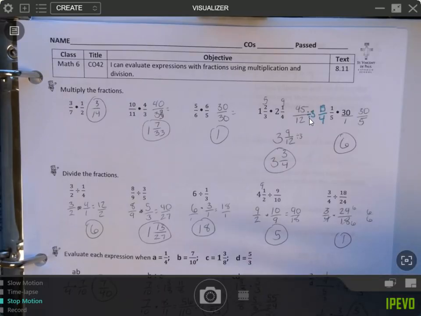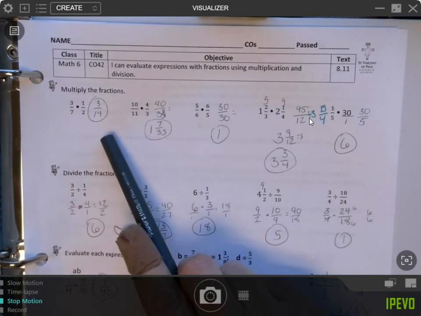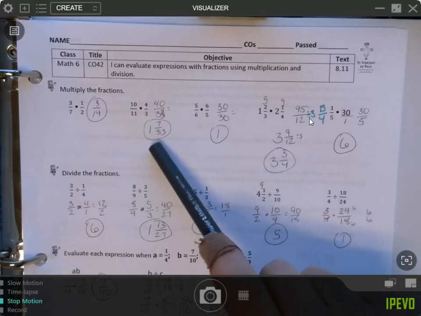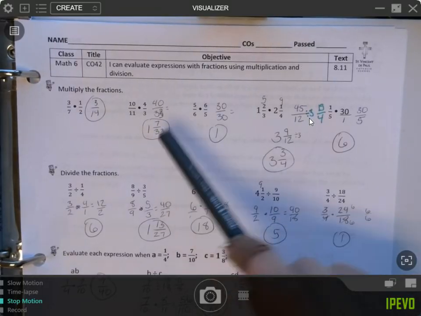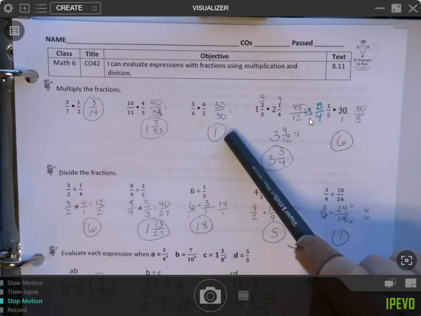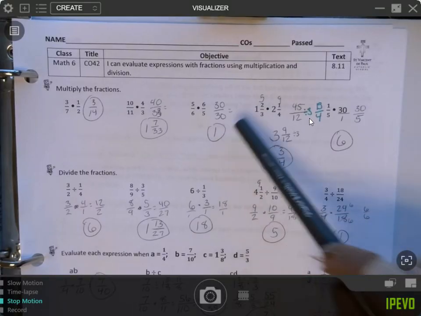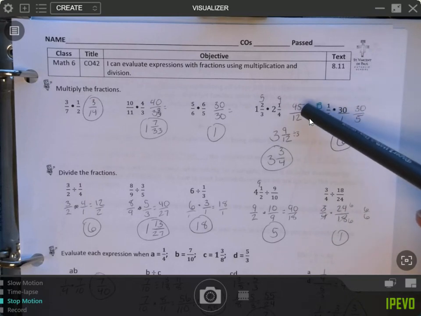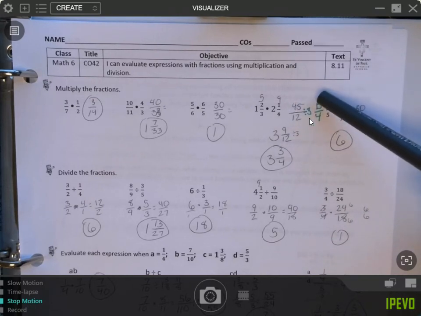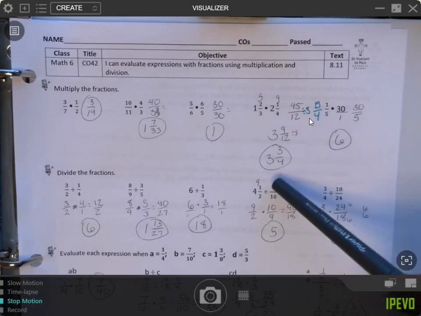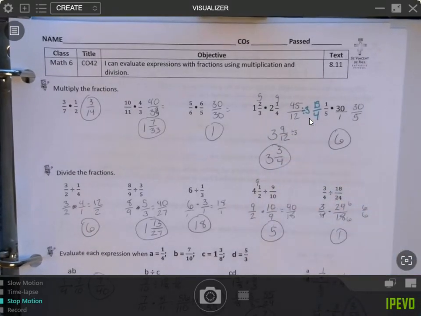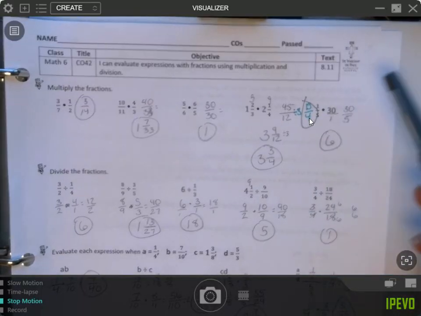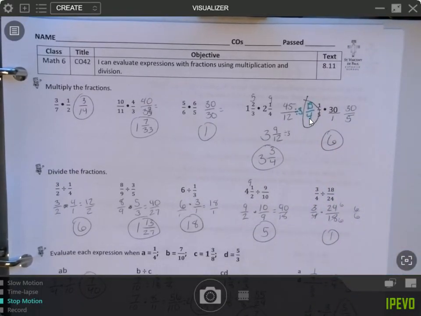So let's look at the answers that we have. We have 3/14, 40 over 33, or 1 and 7 over 33. 30 over 30 is 1. You had to simplify that down to the 1. Then we have 45 over 12 could simplify down to 15 over 4, or we could call that 3 3/4. So either 15 over 4 or 3 3/4. And the last one would be 6.